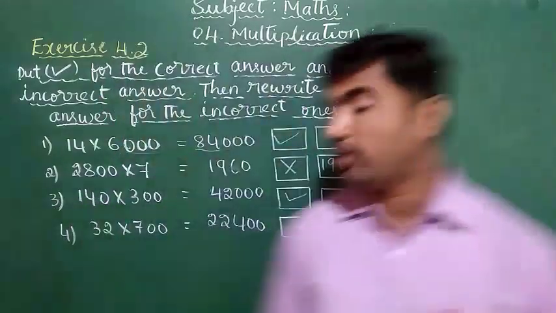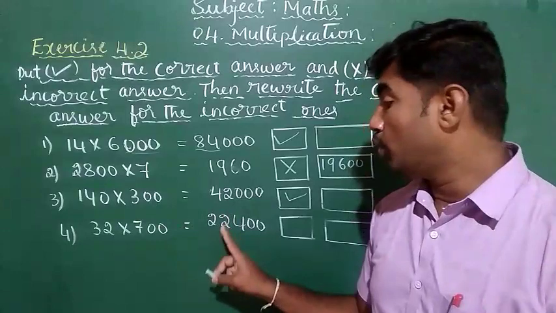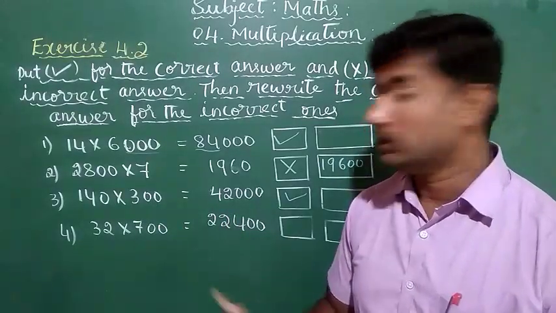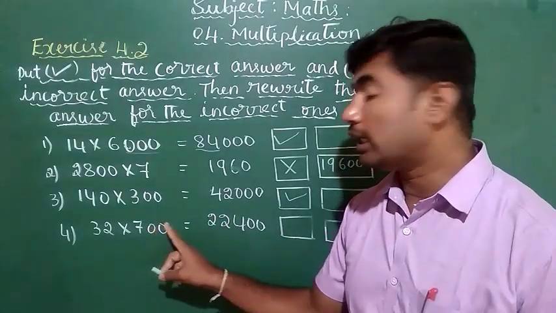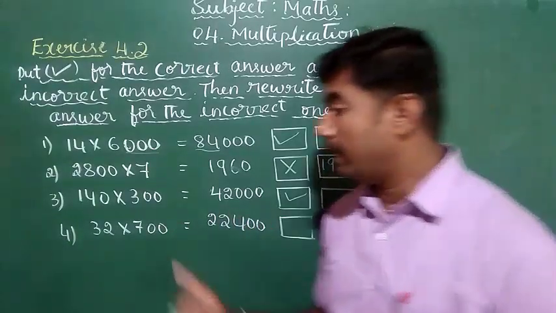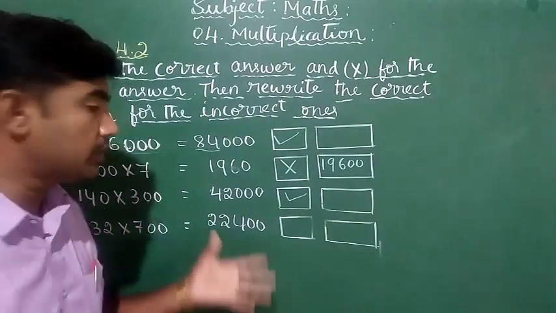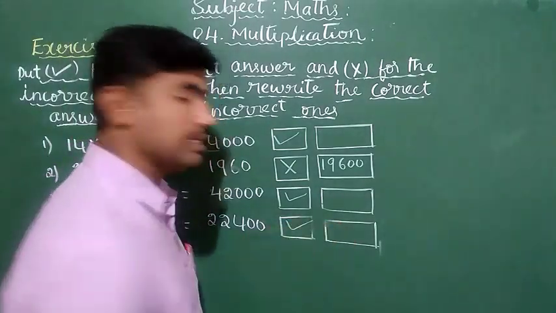And the fourth question, that is 32 into 7, that is 224. But there are 2 zeros here. So here also there must be 2 zeros. When we multiply 32 into 700, we get 22,400. It is the right answer.